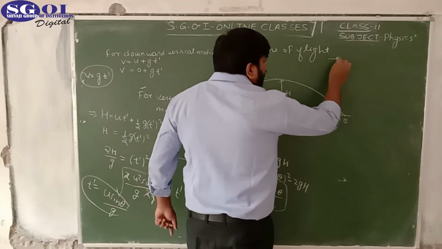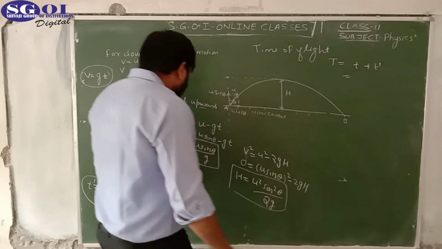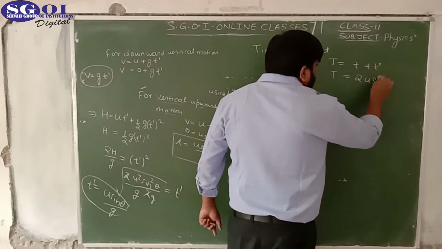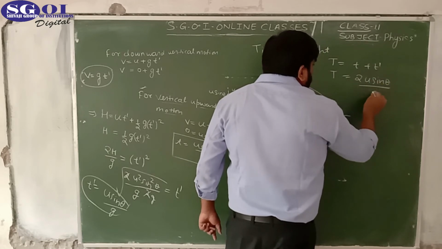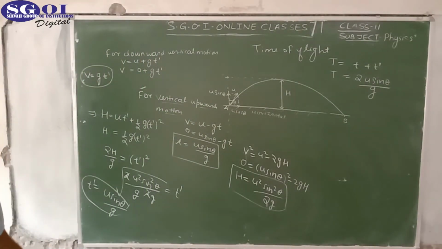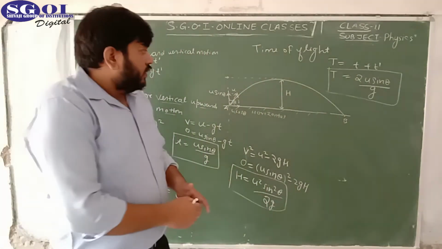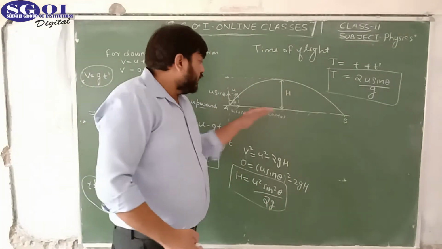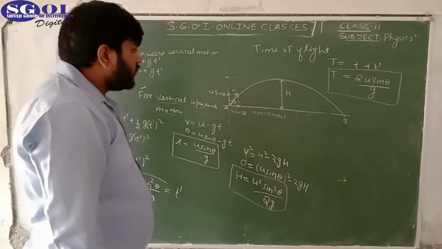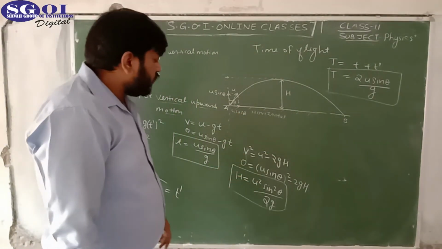So this is capital T, which is t plus t dash, and t plus t dash are both the same. So the time of flight is equal to 2u sine theta upon g. This is the total time for which the projectile is above the horizontal. This is the 2u sine theta upon g, and this is the maximum height achieved by the projectile, u square sine square theta upon 2g.